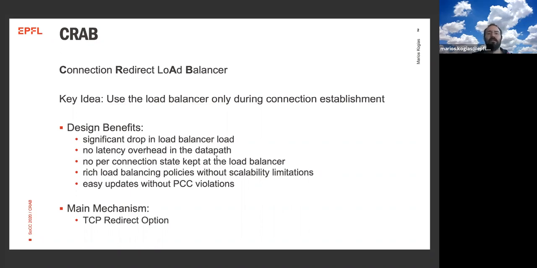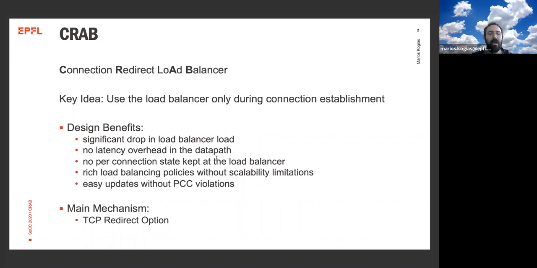Because of that, the state and the mappings between clients and servers are distributed. Each client knows the server they're talking to, and as a result, there is no per-connection state kept at the load balancer. This enables CRAB to implement rich load balancing policies without the scalability limitations that stateful designs have. Also, CRAB has a centralized design and enables easy updates that do not cause per-connection consistency violations. So you can add and remove servers to the server pool, and this will not affect the existing connections.